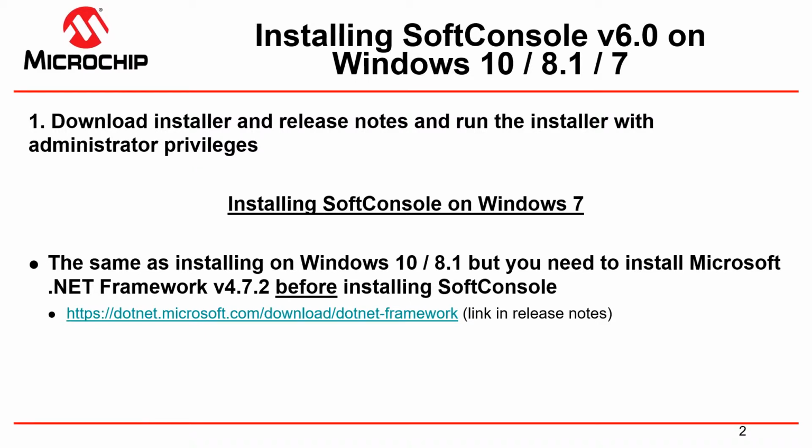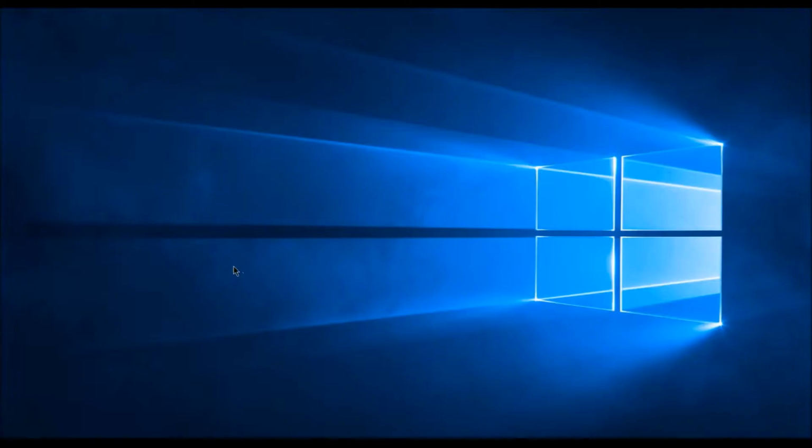There's only one main step that has to be taken when you're installing SoftConsole on Windows 10 and Windows 8.1, and that's to download a copy of the installer and release notes and run the installer with administrator privileges. If you're installing SoftConsole on Windows 7, it's the same process as Windows 10 and 8.1, but you need to make sure that the Microsoft .NET Framework version 4.7.2 is installed before you install SoftConsole. And there's a link to the download page there, and it's also available in the release notes.